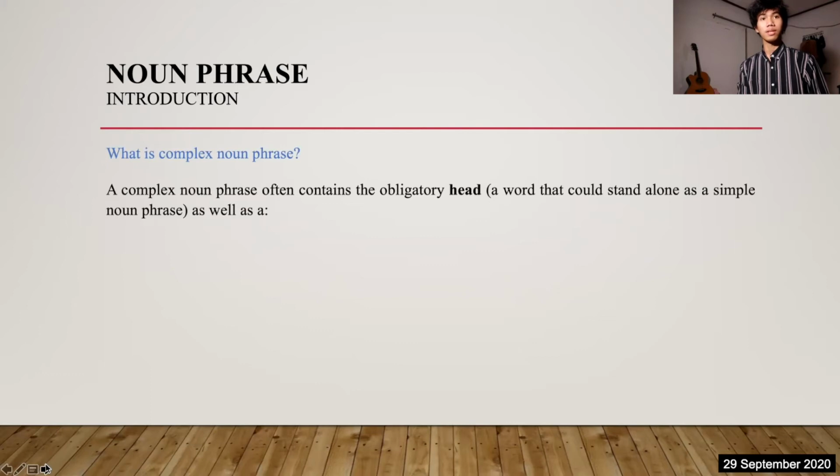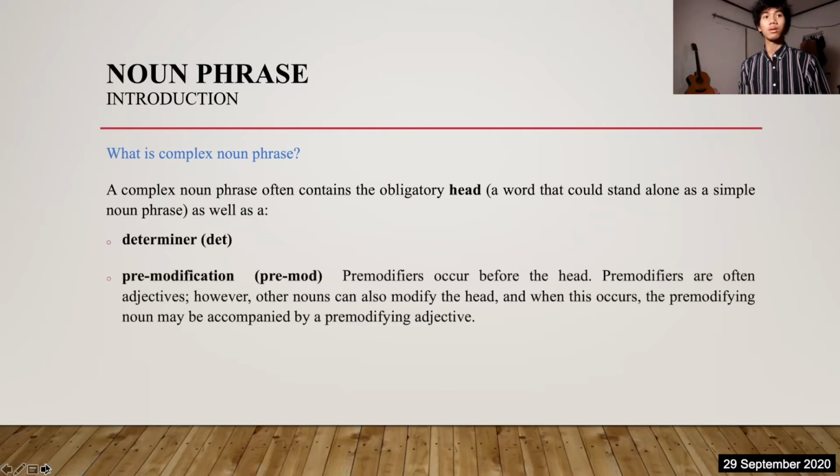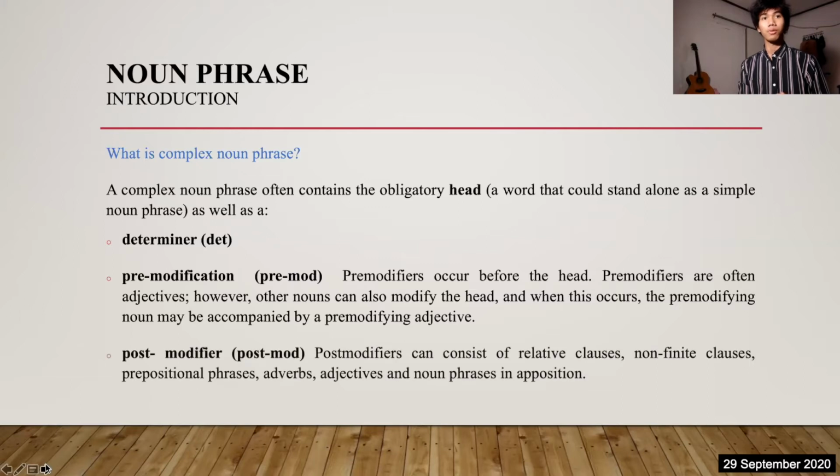What is complex noun phrase? A complex noun phrase often contains the obligatory head, or a word that could stand alone as a simple noun phrase, as well as a determiner, premodification. Premodifiers occur before the head. Premodifiers are often adjectives. However, other nouns can also modify the head, and when this occurs, the premodifying noun may be accompanied by a premodifying adjective. Postmodifier. Postmodifiers can consist of relative clauses, non-infinitive clauses, prepositional phrases, adverbs, adjectives, and noun phrases in apposition.